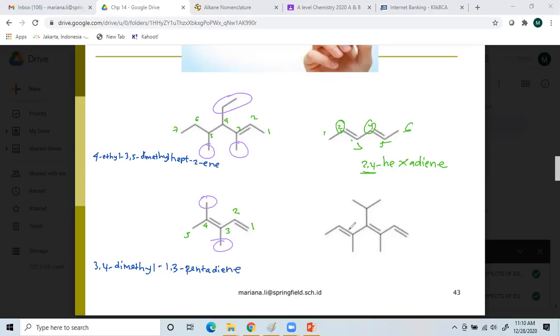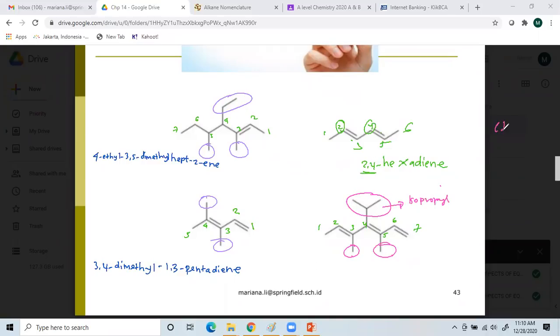Now we have three double bonds here. 1, 2, 3, 4, 1, 2, 3, 4. So you can choose either direction for numbering, because it's the same. Look at the branches. What is this? This is methyl, this is methyl. How about this? Three carbons connected like this. Is it propyl? No, this is not propyl, since propyl is like this. This is isopropyl.